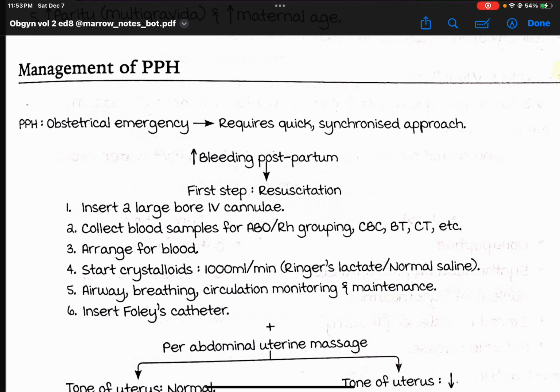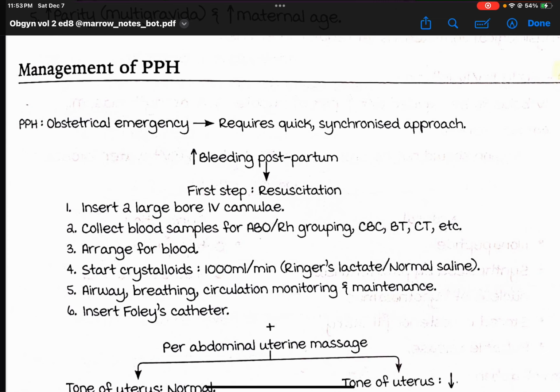Management of postpartum hemorrhage. Postpartum hemorrhage is an obstetrical emergency. In your labor room postings, you will see that all the residents run here and there when there is a case of postpartum hemorrhage. It is an acute, life-threatening emergency that requires a quick, synchronized approach.